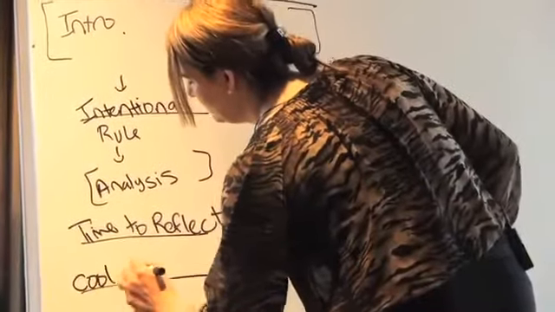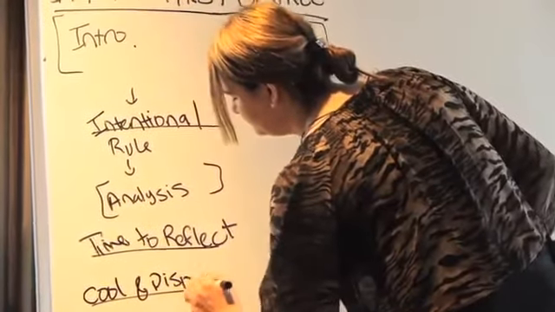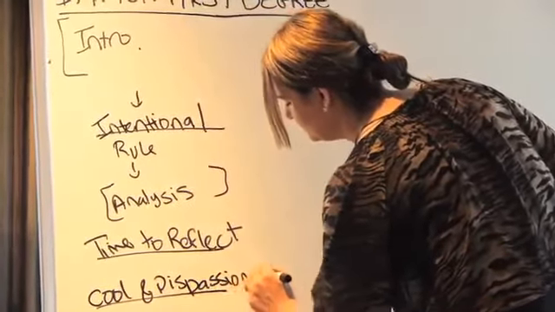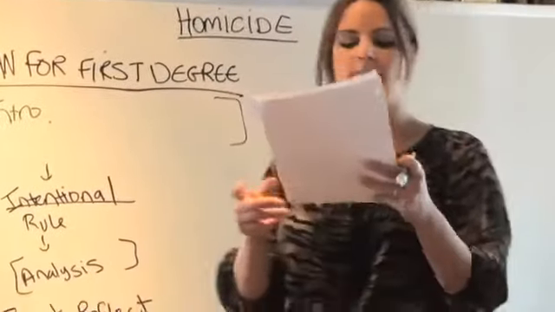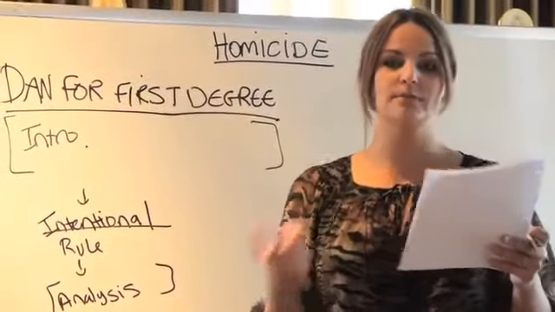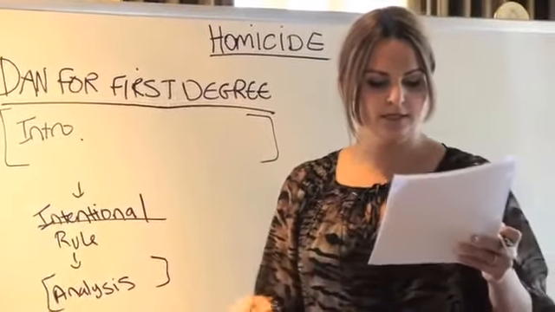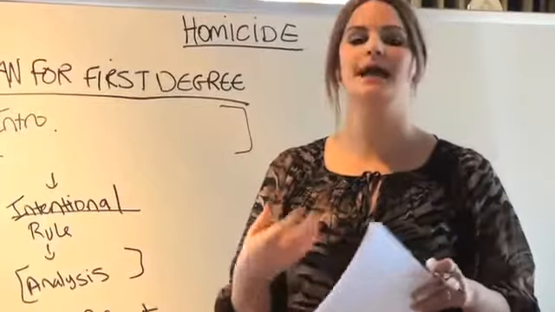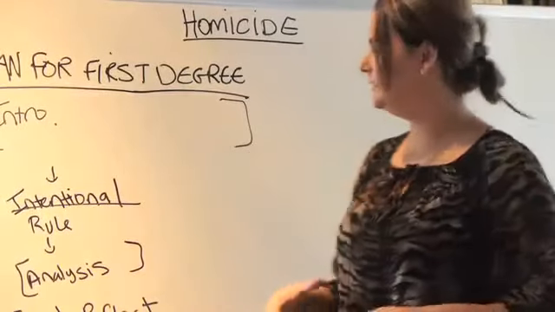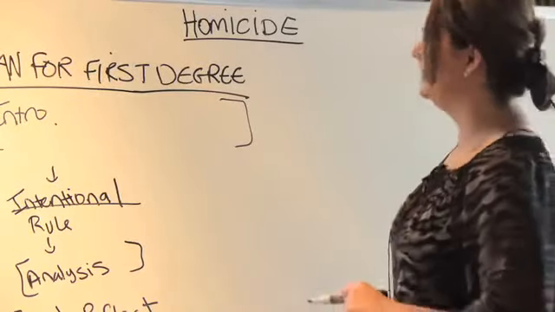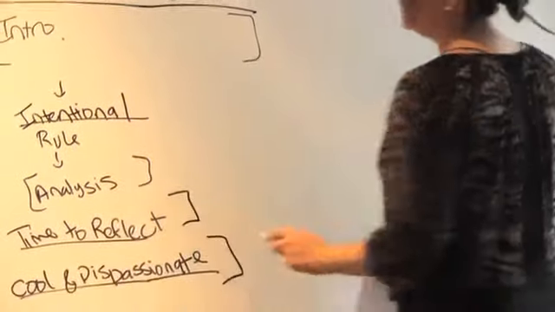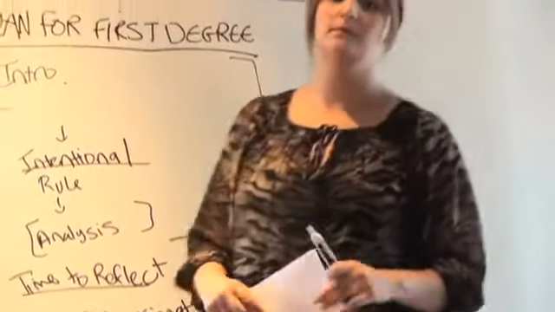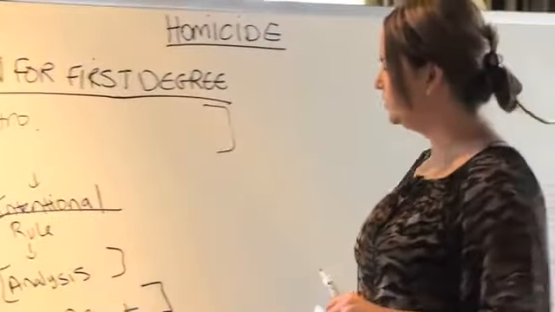And last, cool and dispassionate. Give a rule for cool and dispassionate. The defendant must have committed the killing in a cool and dispassionate manner. What does that mean? That means the defendant killed another person in a calm and calculated manner without passion. Calm and calculated. Otherwise known as the premeditated murder, right? Lying in wait, watching your victim.